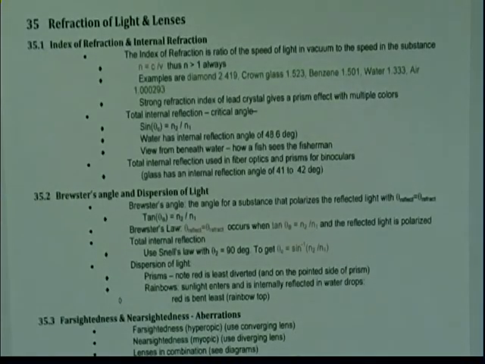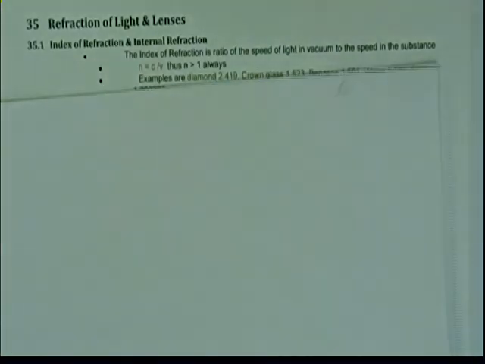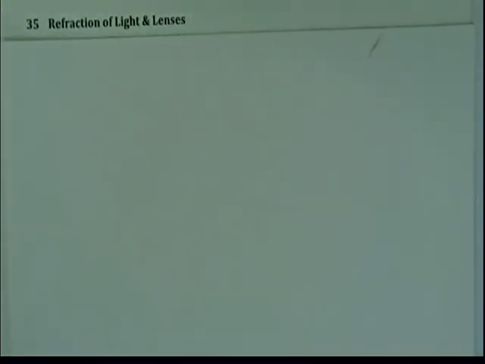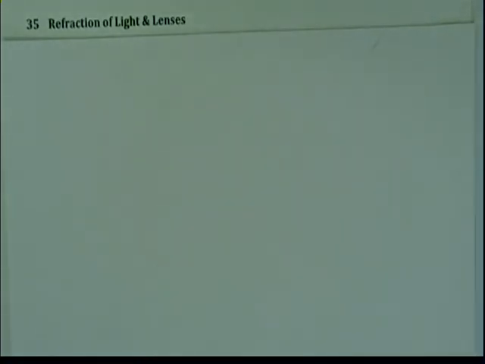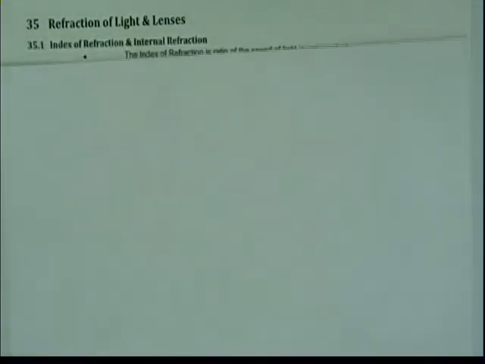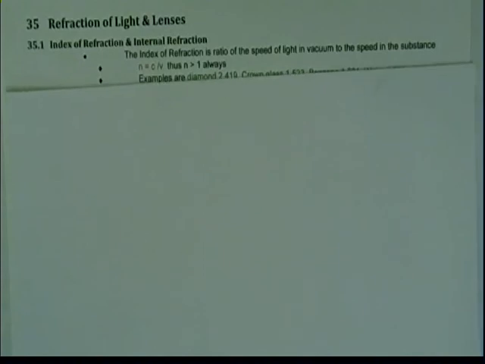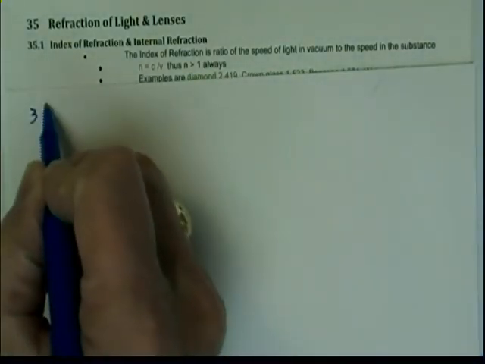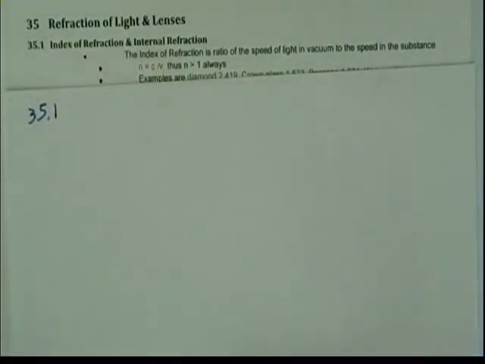In our last chapter, 34, we discussed mirrors and the concept of reflection. Here, we're going to discuss refraction, which is light that passes through a transparent material and is altered in its course by that. This process is called refraction. Our first section will be 35.1, in which we discuss the index of refraction.